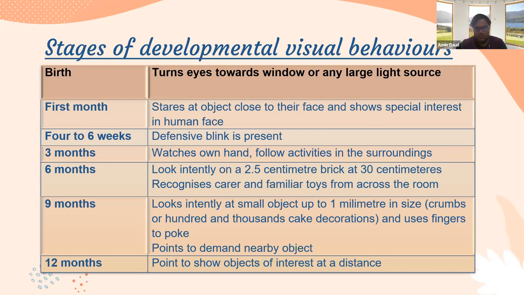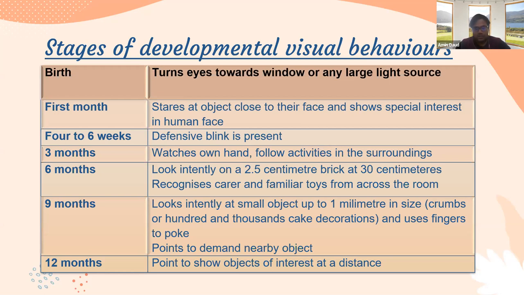Around 4 to 6 weeks, we expect the baby to have a defensive blink. Then around 3 months, the baby is expected to watch their own hands. If you notice, they play and observe their own hand movement and also follow activities in the surroundings. For example, if anyone is moving an object, they are able to follow it. They also begin to make sense of object unity, meaning the connection between parts of an object.